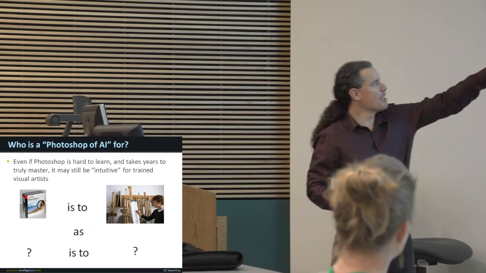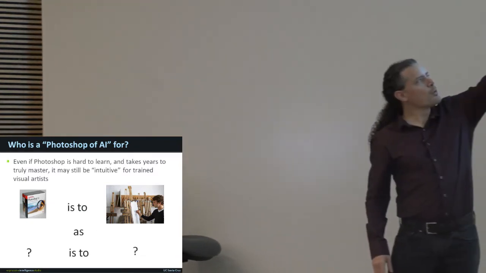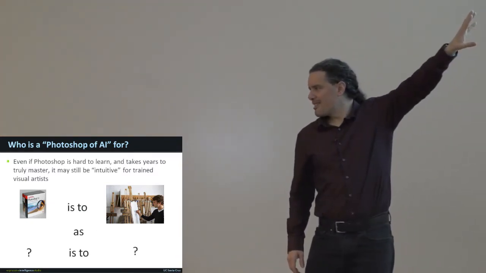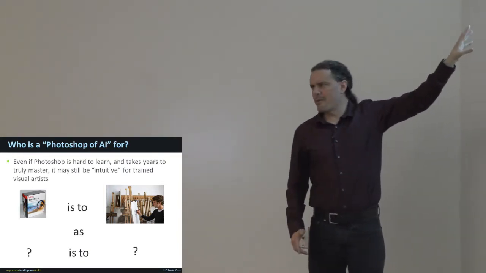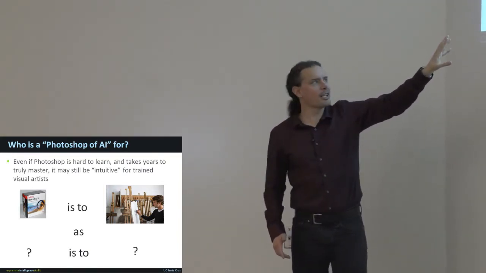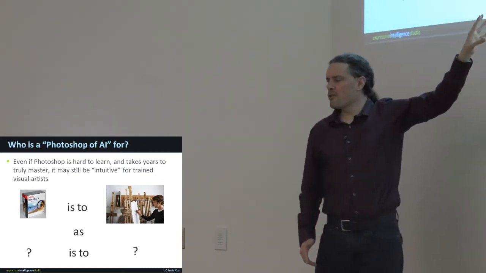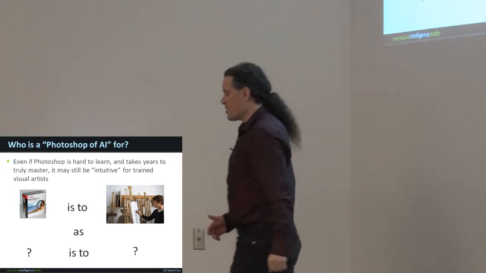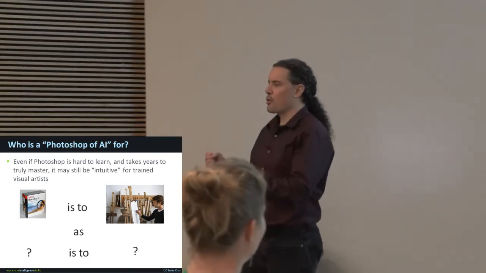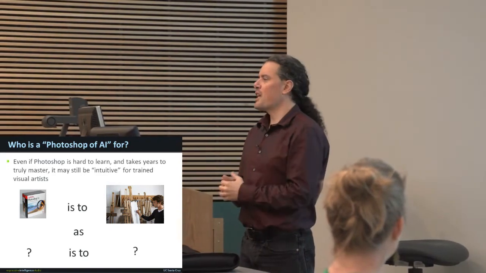So in this case, Photoshop is to traditional visual art, right? As we're trying to decide what a Photoshop of AI would be. So we have question mark is to traditional interactive behavior authoring? Like who is our set of existing master craftspeople who are masters at creating behavior?